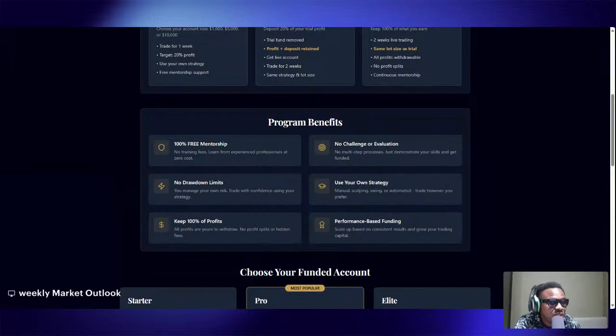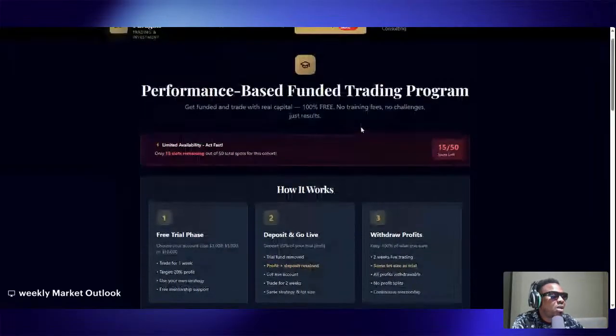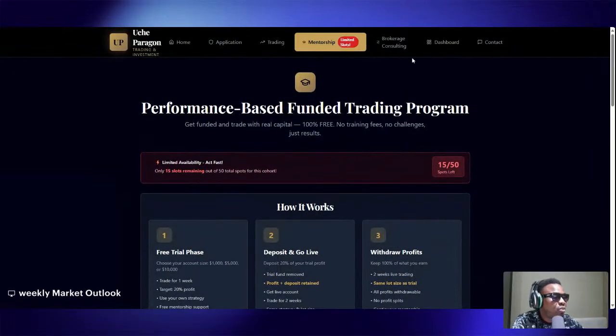Then you can use your own strategy, as I've said before. You can also take your profit up to 100%. Nobody is going to take your profit from you. Then of course you can scale up from there. So this is a bit different. A lot of our traders are using prop firms. They know the difference between this funded program and prop firms. With a prop firm you have to trade according to their rules and regulations.